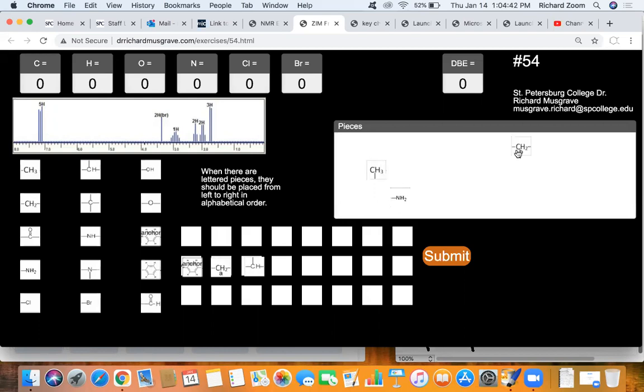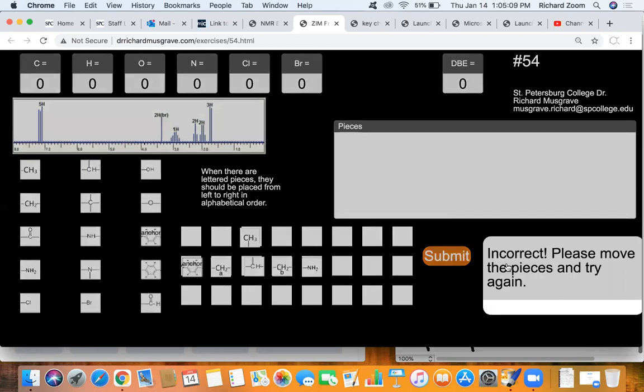And then I can put the CH2 over here. I could just try this and see if it works or not. And then I can put the CH3 up here. And I can put the NH2 down here. And then I can try to submit the structure.